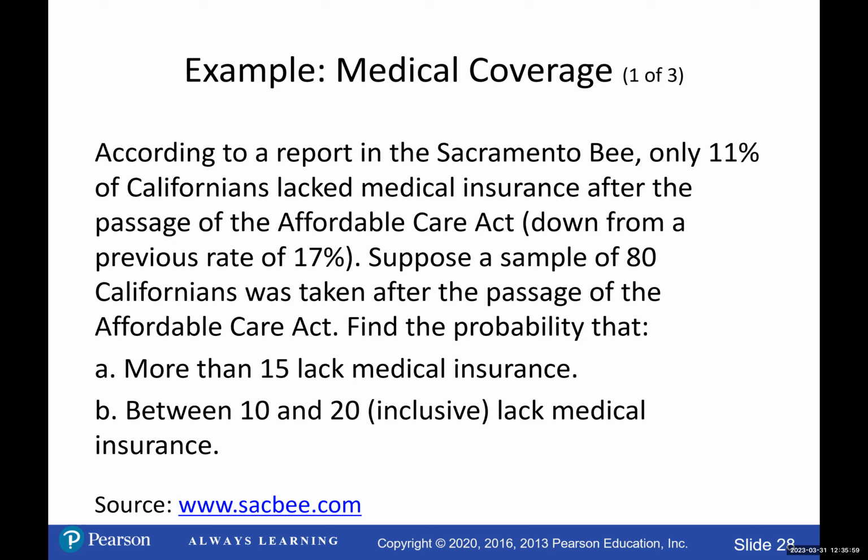So according to the report, only 11% of Californians lack medical insurance. Okay, so some people in California don't have medical insurance. So after the passing of ACA, down from previous rate is 17%. Suppose a sample of 80 Californians was taken. So you ask 80 people something, right? So I would say n is 80 right away. And then find the probability that more than 15 lack medical insurance.